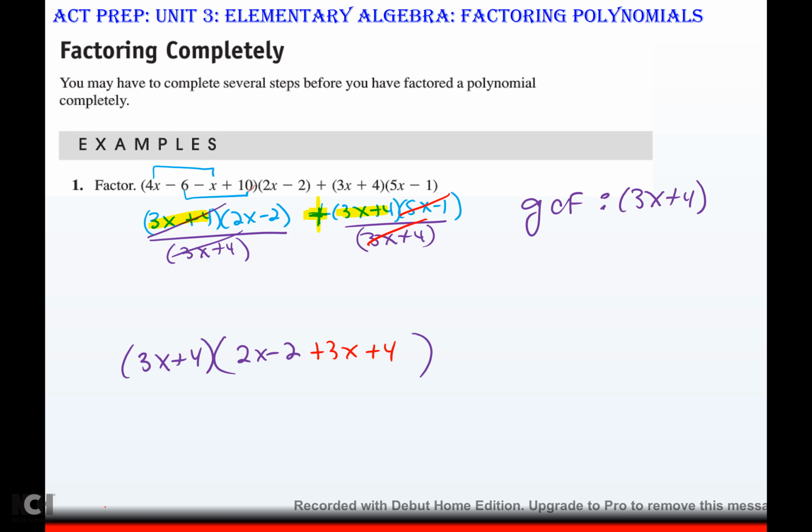So that would be my answer, but I can clean up this set of parentheses by combining like terms. That would be 5x, plus 2. So my answer is 3x plus 4 times 5x plus 2. Okay?